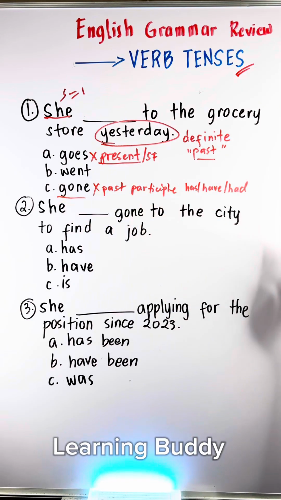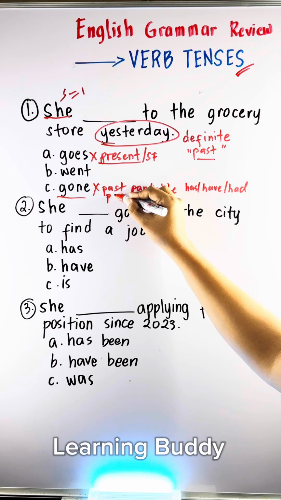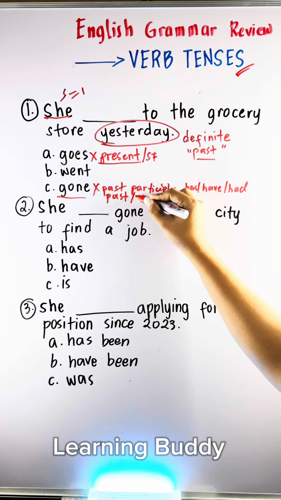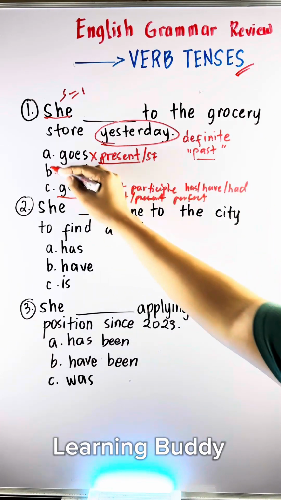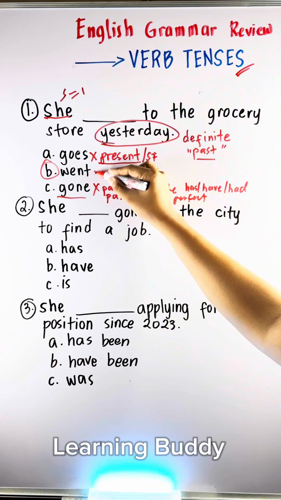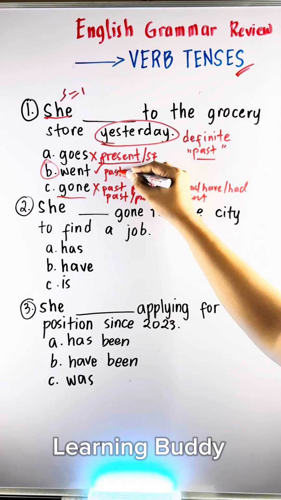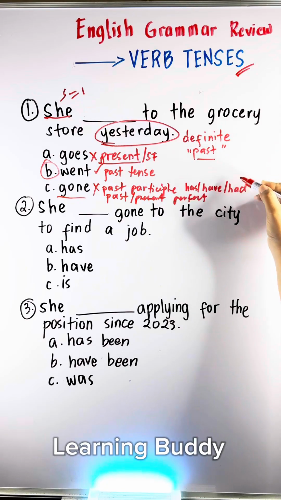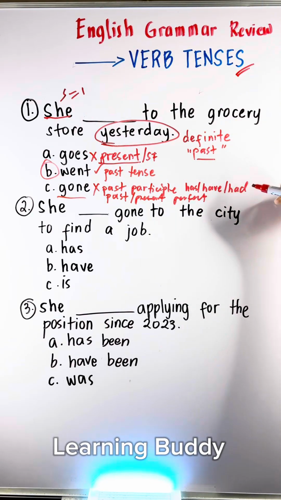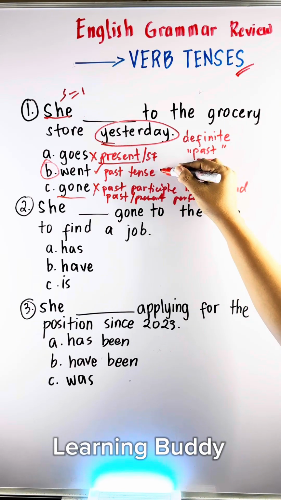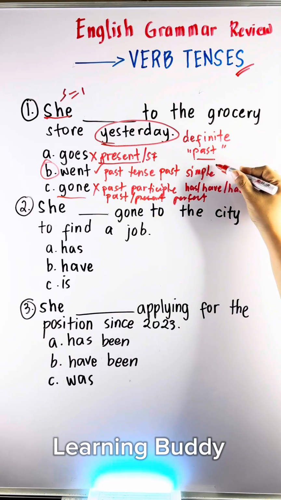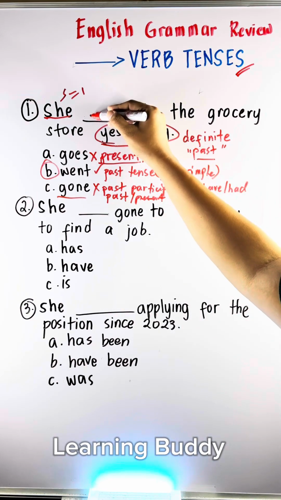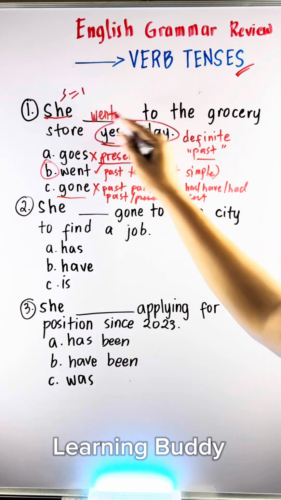Thus, the answer here is B, went, because the word went is the past tense or verb 2 of the word go. We will not use the past participle. We are going to use the past simple tense, went. Again, the tense of this word is called verb 2 or past tense of the word go, and the tense of the verb in this sentence is called past simple tense. Alright, the sentence reads, she went to the grocery store yesterday.